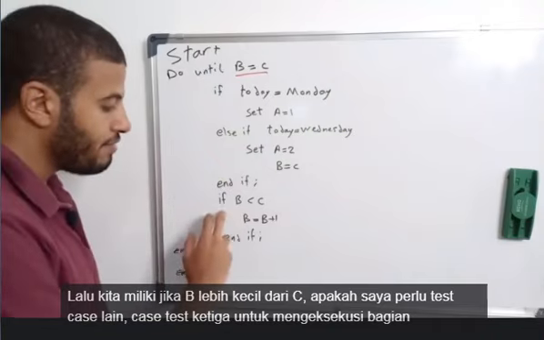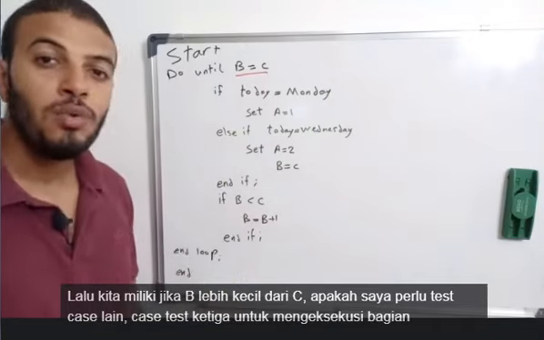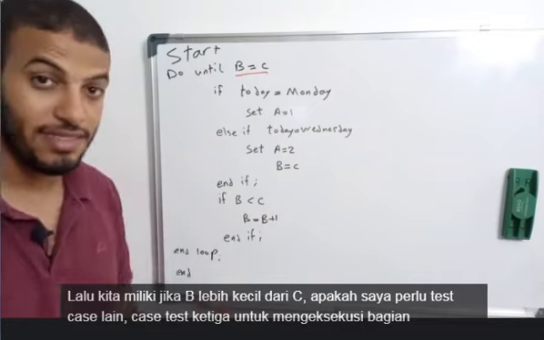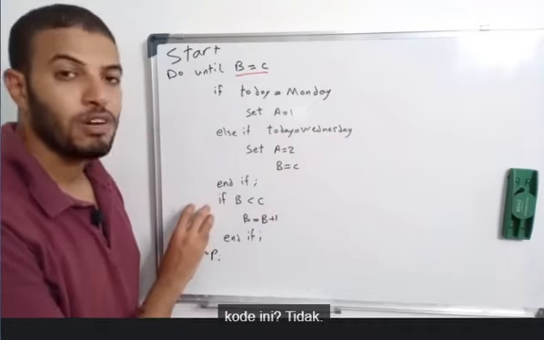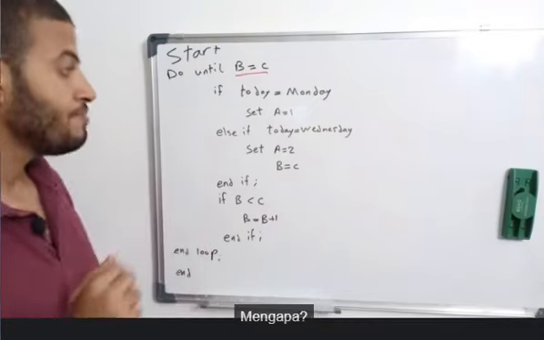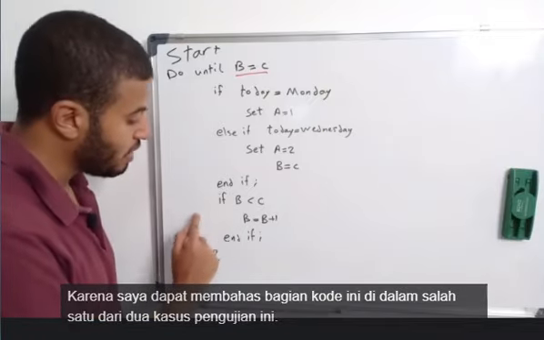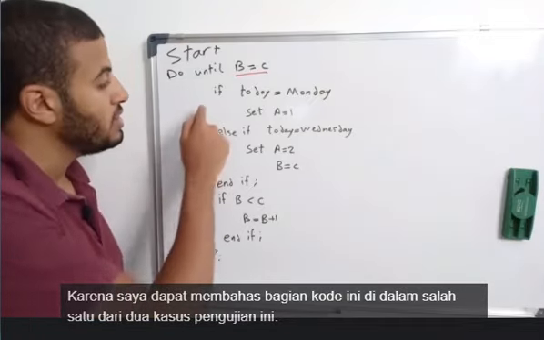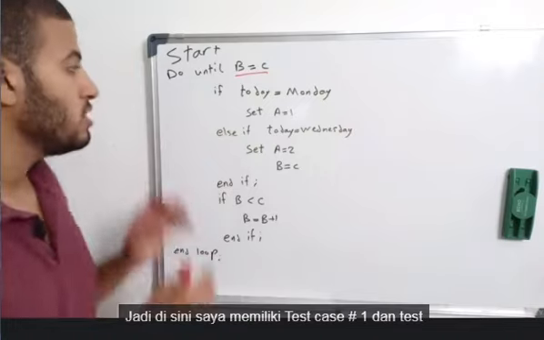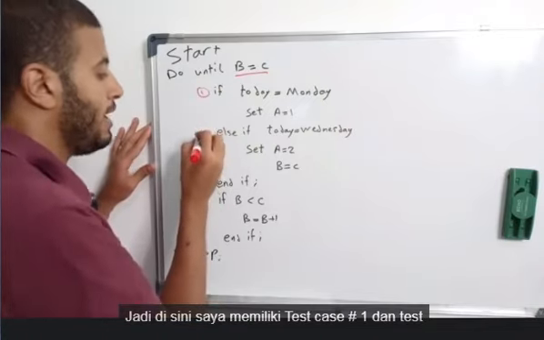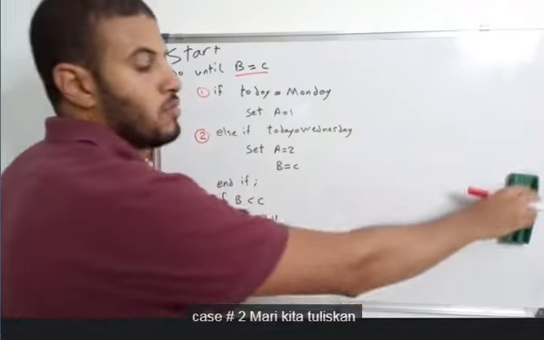Then we have if b is smaller than c. Well, I need another test case, a third test case, to execute this part of code? No. Why? Because I can cover this part of code inside any of these two test cases. So here I have test case 1 and test case 2. Let's write them on the right hand.